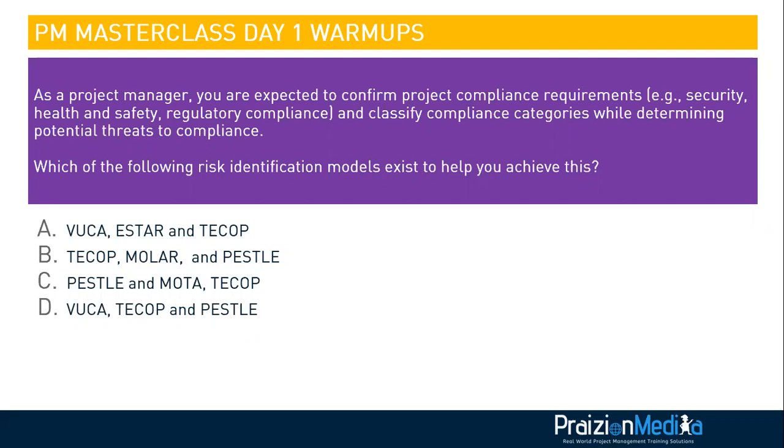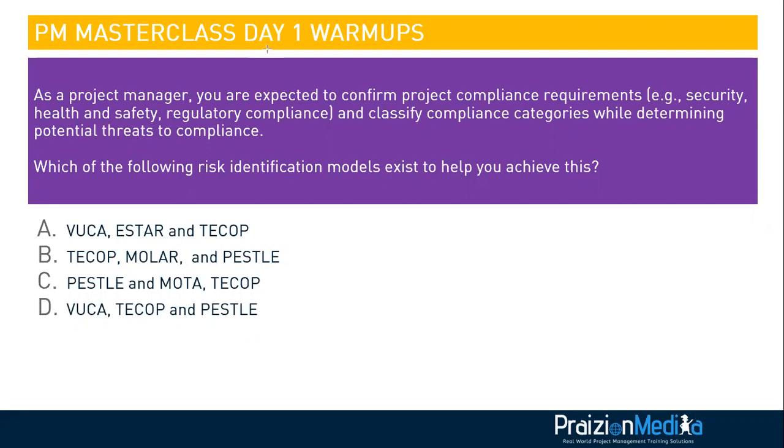All right, 3, 2, and 1. So which of the following risk identification models exists to help you achieve this? In other words, which of these is a real model? Well, you've got 4 lines and you've got an answer buried. For this one, we're going to start off with A. We're going to use the process of elimination to cancel anything that is bogus, doesn't exist.